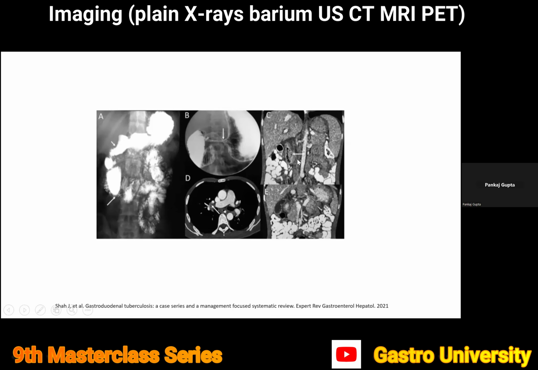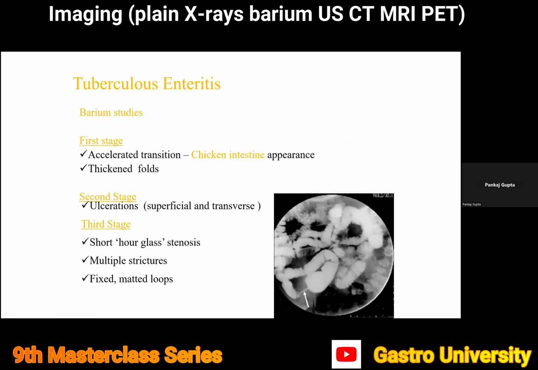Here, the coronal CT shows us that there is asymmetric mural thickening of the duodenum with marked luminal narrowing. What led us to the diagnosis of TB was this necrotic mesenteric lymph node and some necrotic lymph nodes in the mediastinum. So this was a case of duodenal tuberculosis.